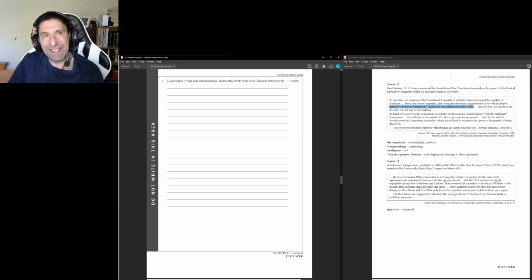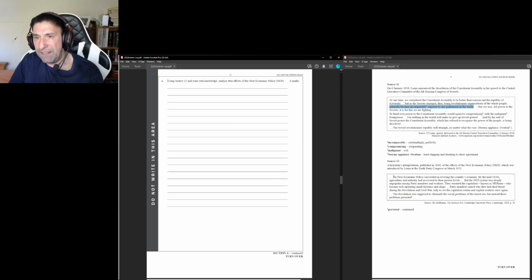That being the case, the new economic policy is actually, there's a lot you can write about the new economic policy. This is asking you to analyse 2 effects of the new economic policy, and then using source 12 as well. So let's have a look what source 12 says.